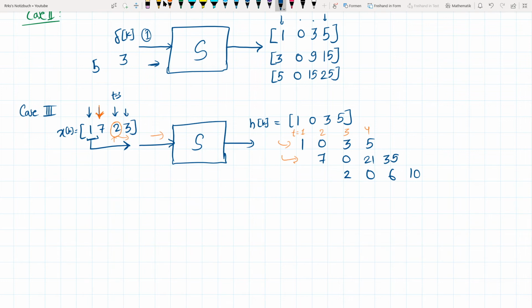In a similar manner, at t equals to 4, you give the input 3 into the system, and your system will do the same thing again. So you start a little later, and it will multiply everything with 3. So 3 times 1 is 3, 3 times 0 is 0, 3 times 3 is 9, and 3 times 5 is 15.